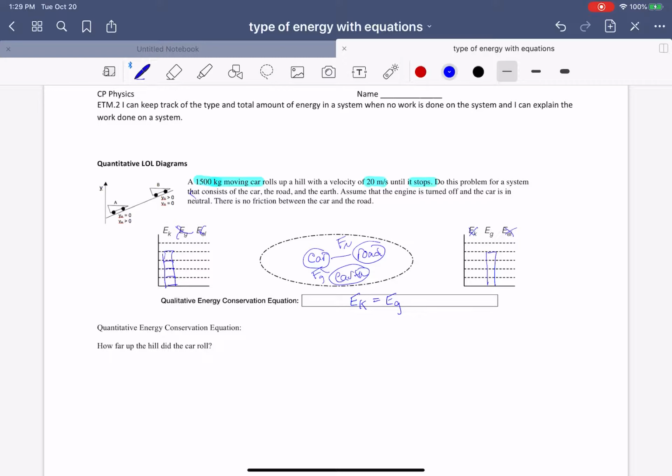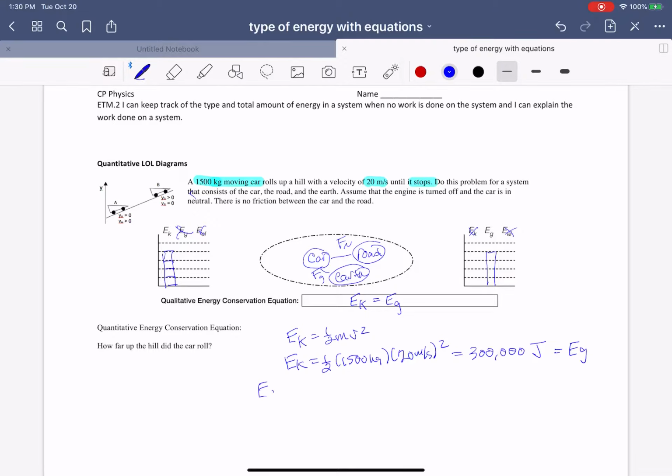Well, I can find my kinetic energy. Kinetic energy is 1/2 mass times the velocity squared. So my kinetic energy is 1/2 times 1,500 kilograms times 20 meters per second, and I square that. So my kinetic energy is equal to 300,000, and the unit for energy is joules. But I know that equals Eg.